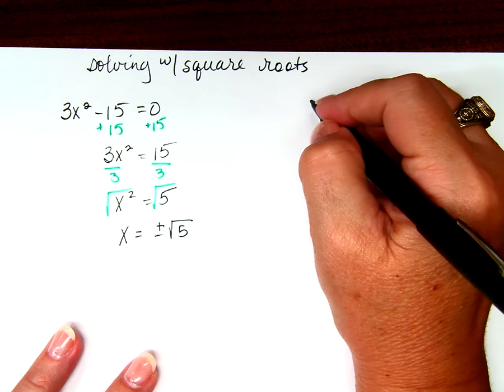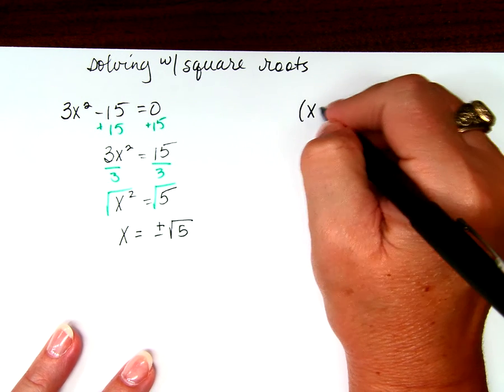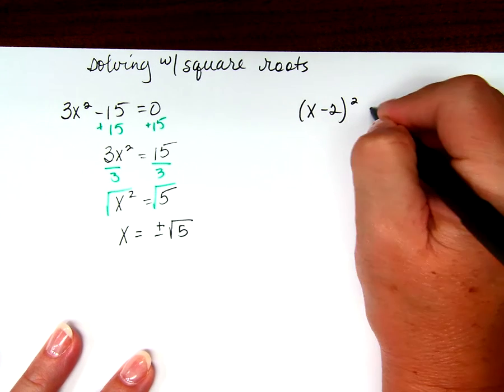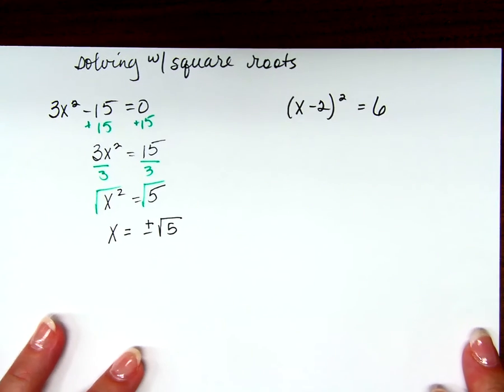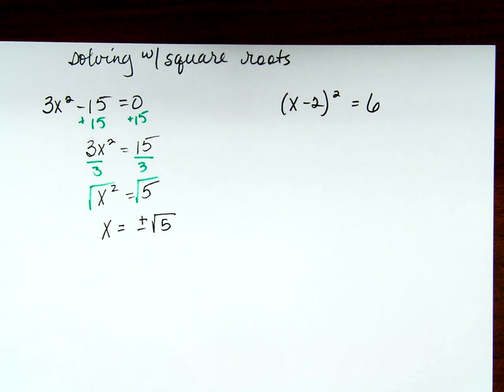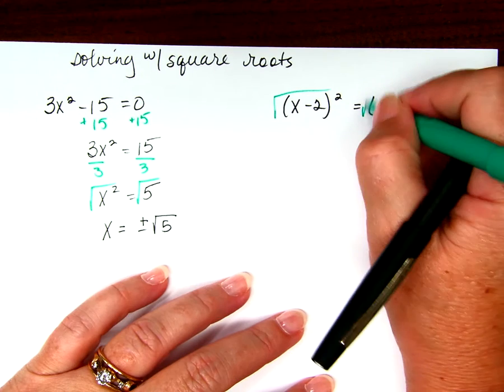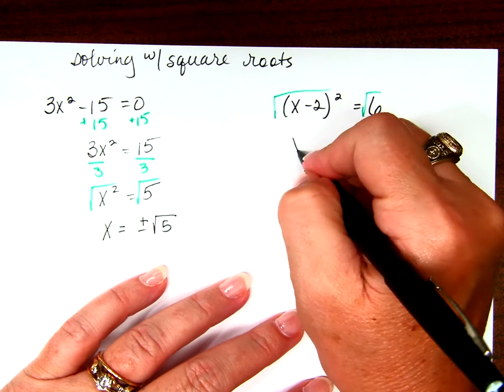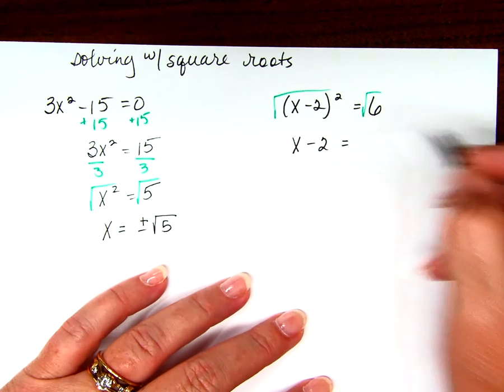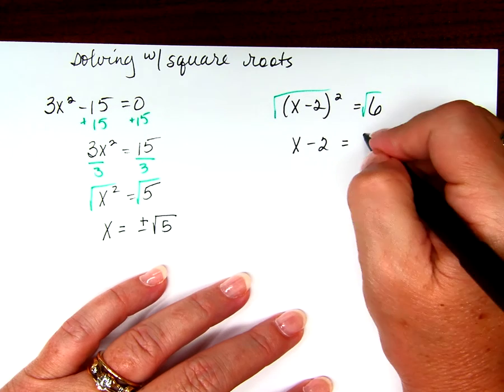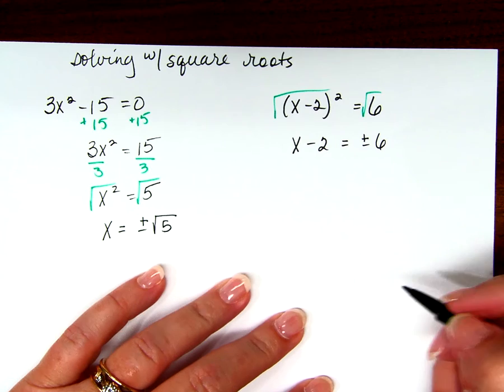What about if it looks like this? Should I try to do x minus 2 times x minus 2 and distribute that all out? No, I shouldn't. What should I do first? Yeah, just square root the whole thing, right? Here and here. On the left-hand side, I have x minus 2. And on the right-hand side, I have plus or minus 6.